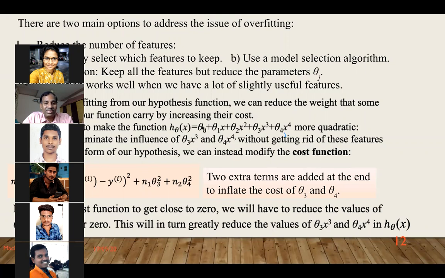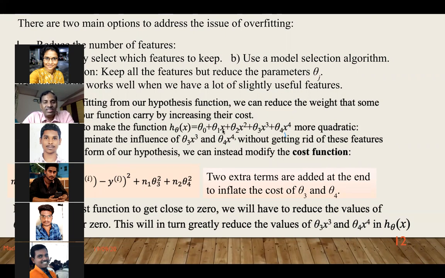That's why we need to keep all these weights small, so that in generalization, what will happen? Each variable here is taking the same polynomial x square, x cube, but even if they were x1, x2, x3, all will have some contribution when we are going to predict new values. If we have thetas high, only those x variables which have these high weights will contribute much. Remaining things will become insignificant. We don't want that situation if all are to be important in prediction. So if we have overfitting from our hypothesis function, we can reduce the weight that some of the terms in our function carry by increasing their cost.